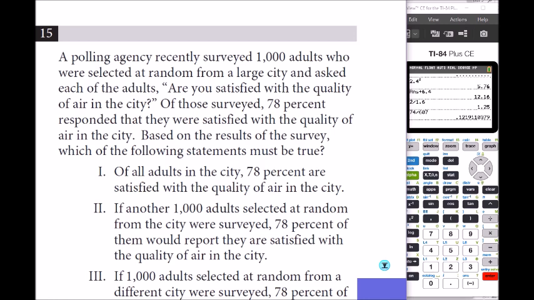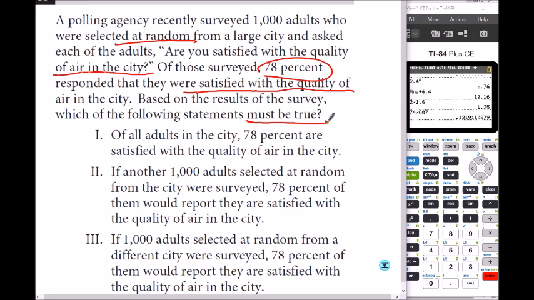15. A polling agency recently surveyed 1,000 adults who were selected at random, that's good, from a large city and asked each of the adults, are you satisfied with the quality of air in the city? Of those surveyed, 78% responded that yes, they are satisfied with the quality of air in the city. Based on the results of the survey, which of the following statements must be true? Of all adults in the city, 75% are satisfied with the quality of the air. Probably not 100%. It could be 77%, right, if they select everyone. Not exactly 78, close to 78, so this is false.